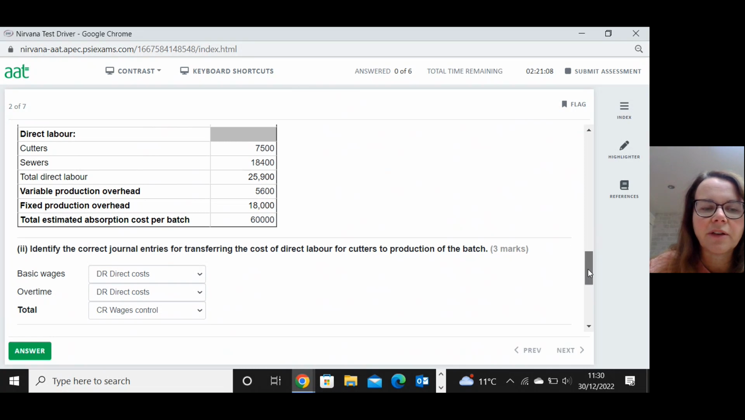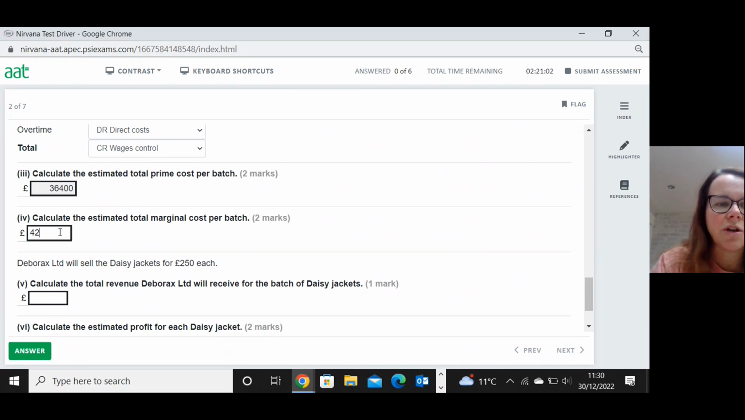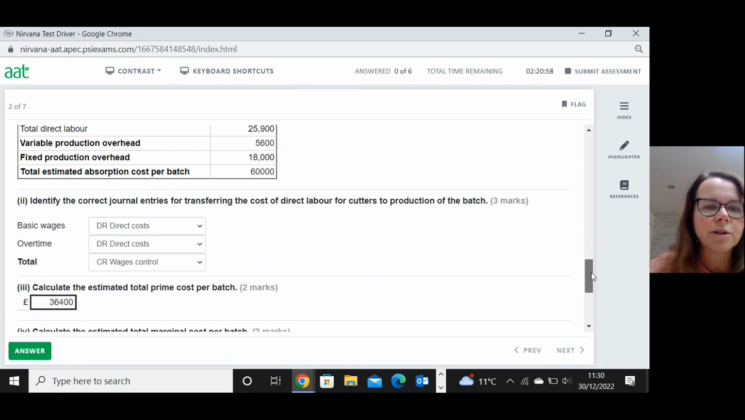The estimated marginal cost, so I know that marginal just adds on the variable production overhead. So let's just add on 5,600 to what we had for the prime. So that gives me 42,000. And then, of course, we already had the absorption cost up here, the 60,000.